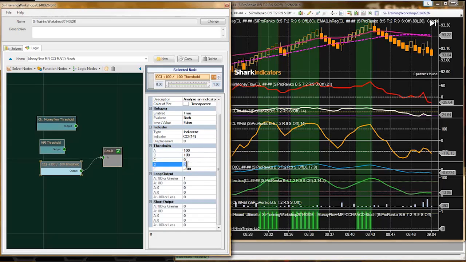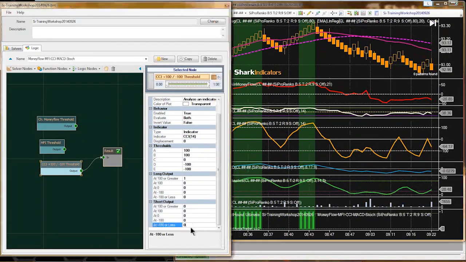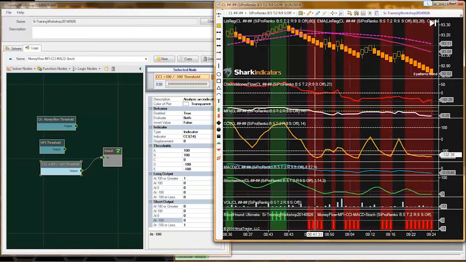And I need to do the same thing with threshold D. Set it to negative 100. That way we can see that it's mirrored around threshold C. And when the CCI is below negative 100, we want a short output. So let's set negative 100 or less to 1. Okay, and that tells us when the CCI is below negative 100. So there's that guy.